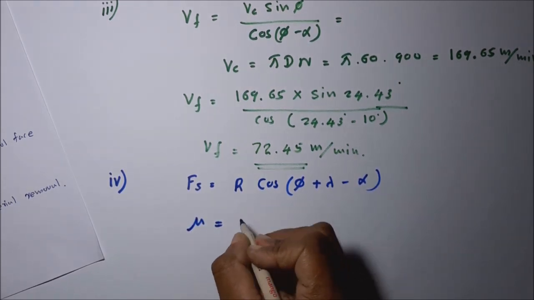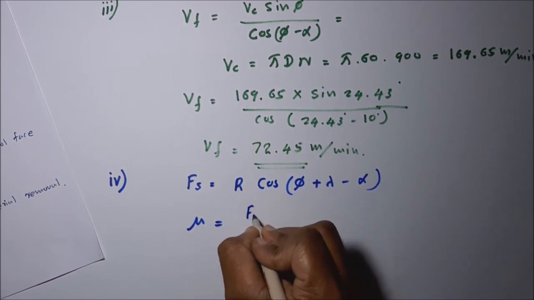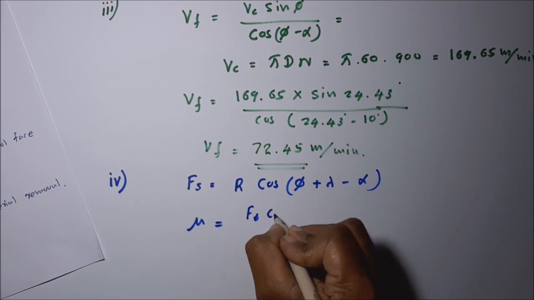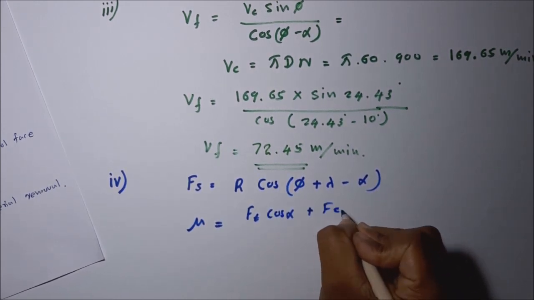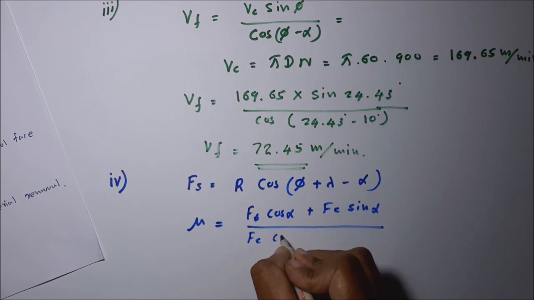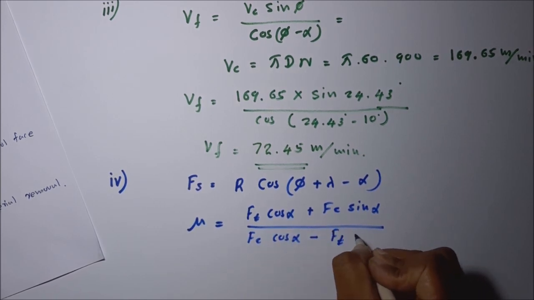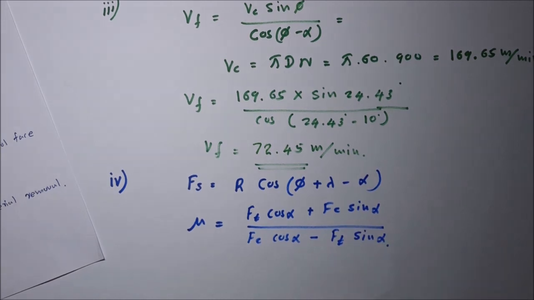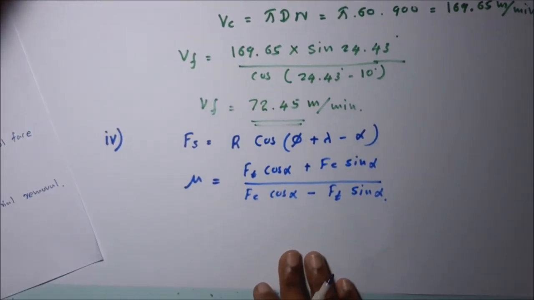Okay, what is the equation to calculate the mu? Mu equals Ft cos alpha plus Fc sin alpha, divided by Fc cos alpha minus Ft sin alpha. This is the equation to obtain the mu. Okay, let me obtain this mu.